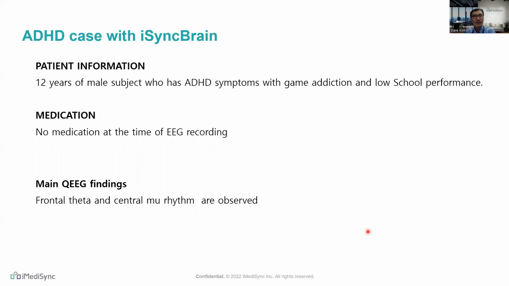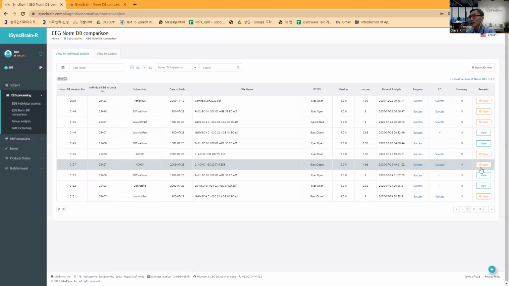In this session, I'd like to show 4 different cases. The first case is the ADHD case. A 12 year old male subject, basically game addiction and low school performance, no medication at the time of the EEG recording. The main findings are frontal theta and central mu rhythm. I'd like to show his EEG on the iSync Brain platform here.